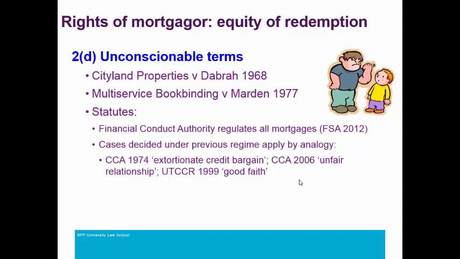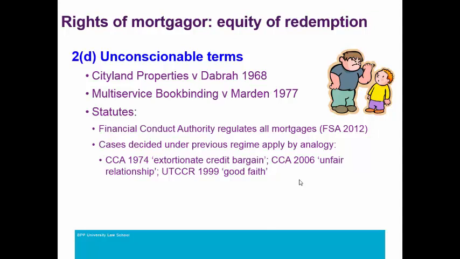But basically, under the previous regime, the Consumer Credit Act 2006 was on the lookout for unfair relationships between lender and borrower. The Consumer Credit Act 1974 was looking for an extortionate credit bargain. The consumer credit regulations were looking for an absence of good faith. Basically, what the courts were on the alert for was lenders who were trying to impose terms which were morally reprehensible. The terms had to be extreme.